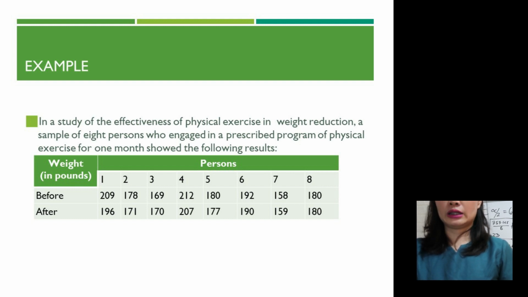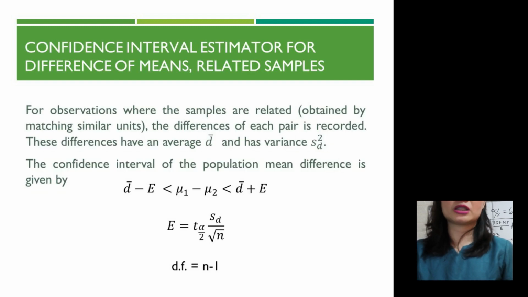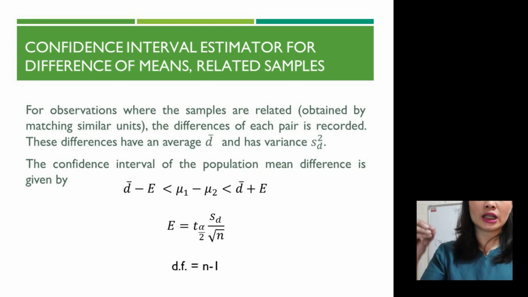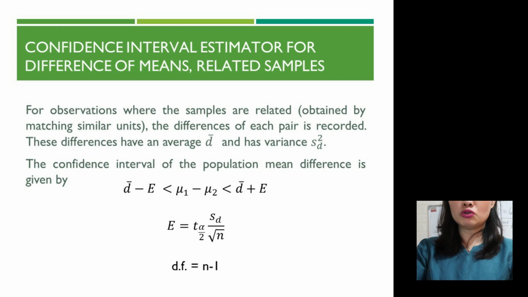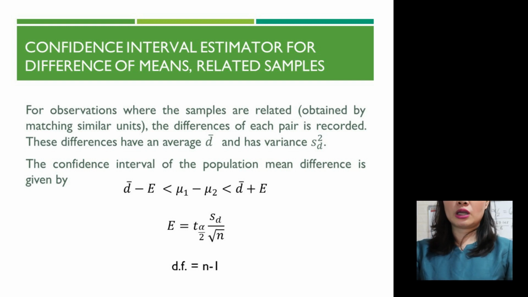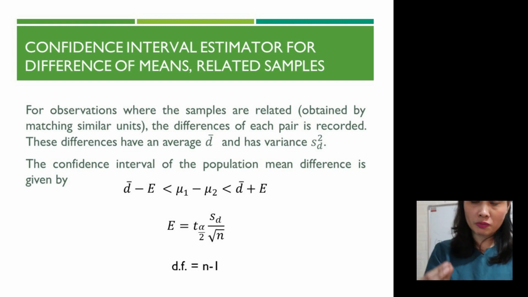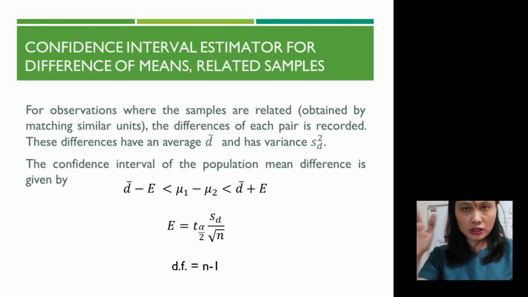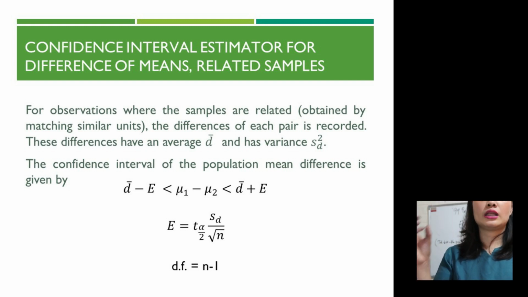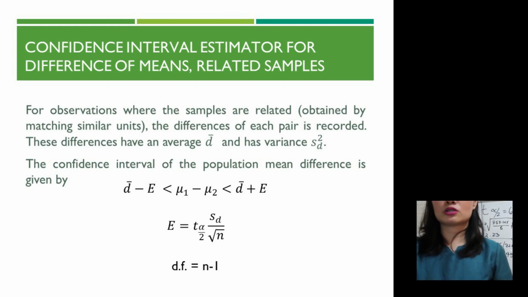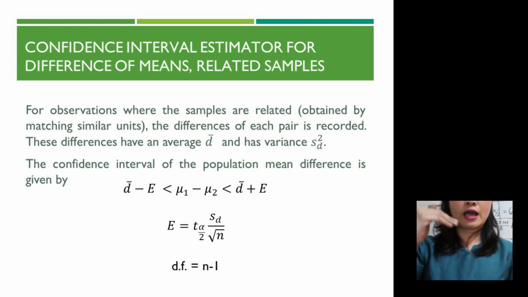The confidence interval estimator for the difference of means, related samples. If the given samples are related, we will be using this one: mu sub 1 minus mu sub 2 is greater than the mean difference minus the margin of error, but less than the mean difference plus the margin of error. To solve for the margin of error, t alpha over 2 multiplied by the standard deviation of the difference divided by the square root of n, and the df, the degree of freedom, is n minus 1.